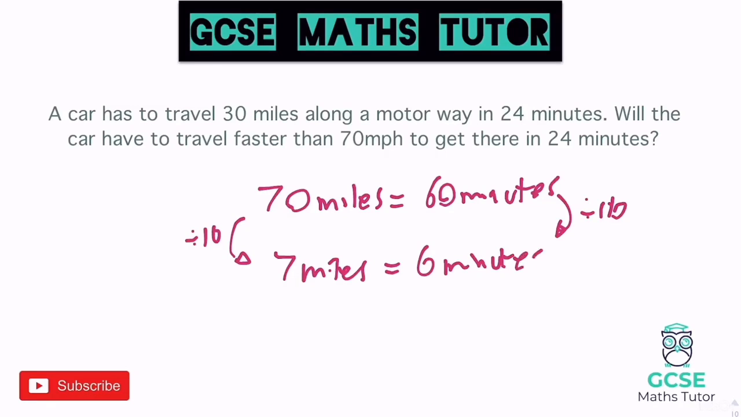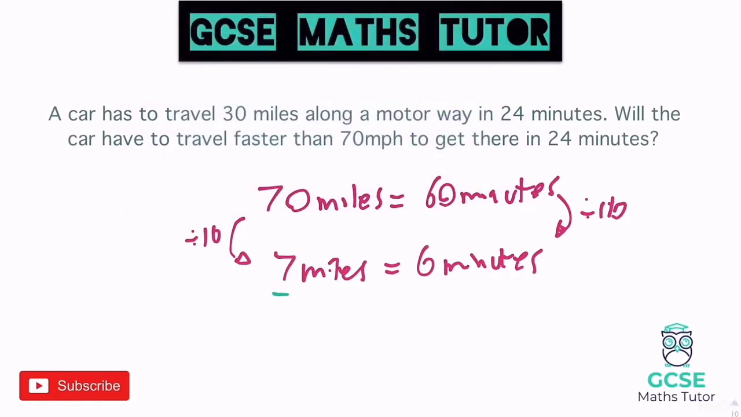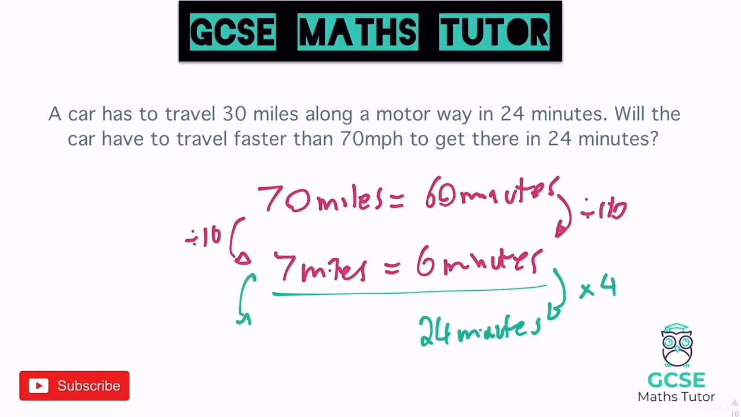Now it says we've got to go 30 miles and we've got to go there in 24 minutes. Just having a look at this speed here, 7 miles equals 6 minutes. So travelling at this speed, if I wanted to get to 24 minutes, we would times that by 4. So if I do the same to the other side and times that by 4, that gives us 28 miles.